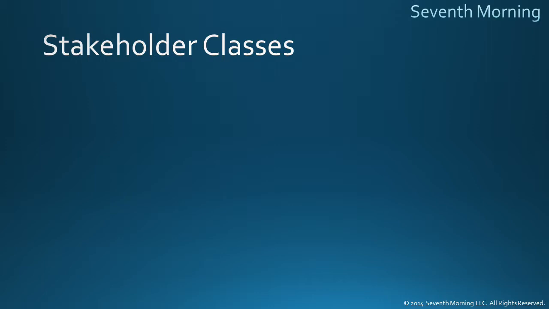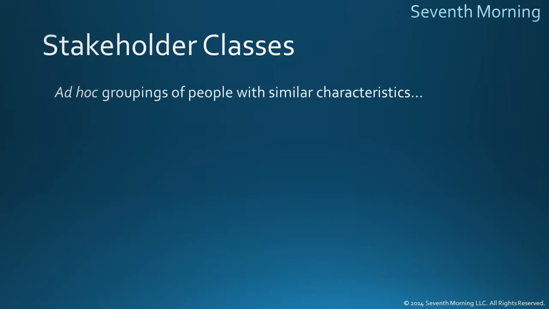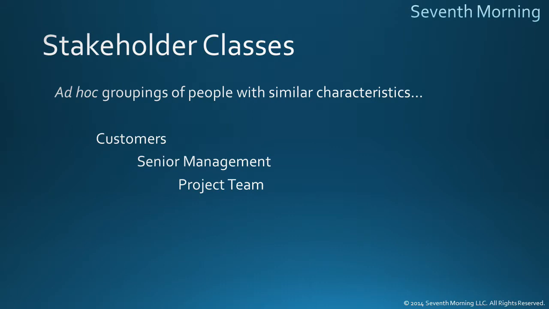What do we mean by stakeholder classes? Essentially, they're ad hoc groupings of people, or departments, or organizations that have similar needs or behaviors. And some examples could be what I'm putting on the screen. Now, they're all stakeholders, and we may very well get requirements from each one of them, but we'll likely treat requirements from our customers as more important than those from the project team. Or perhaps not, it depends.